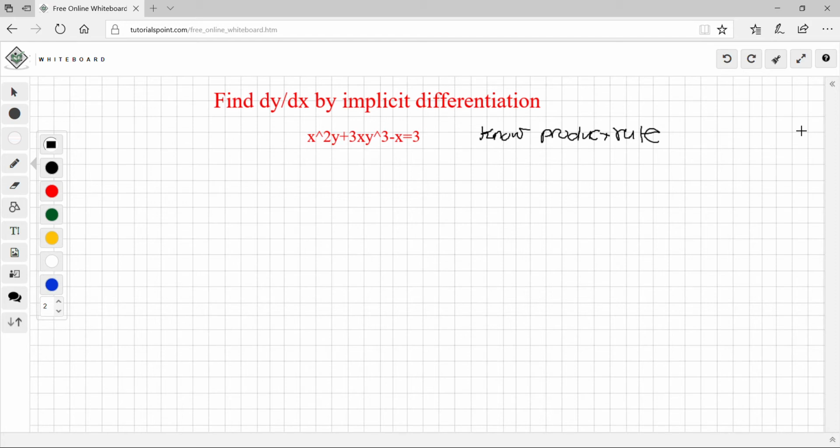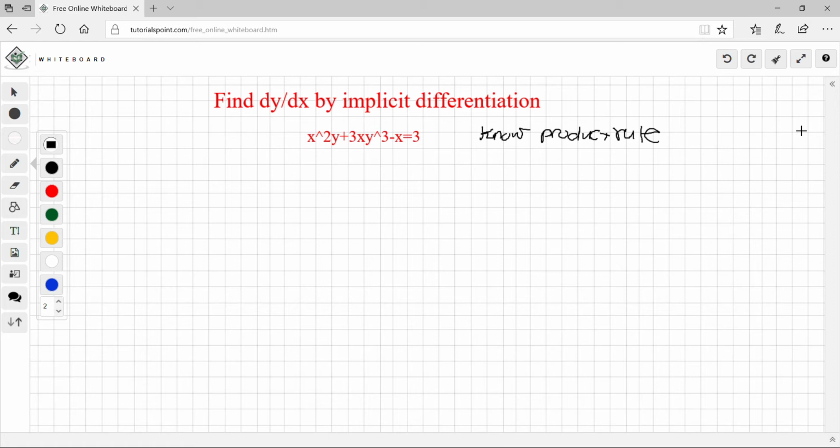So today we're gonna find dy/dx by implicit differentiation. We're given x squared times y plus 3x y cubed minus x equals 3. So we want to find the derivative by implicit differentiation.